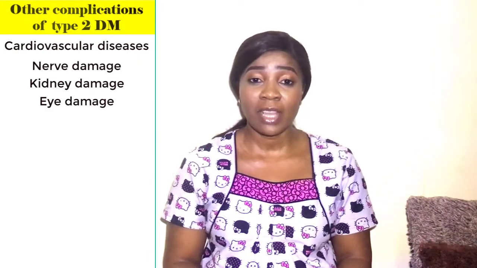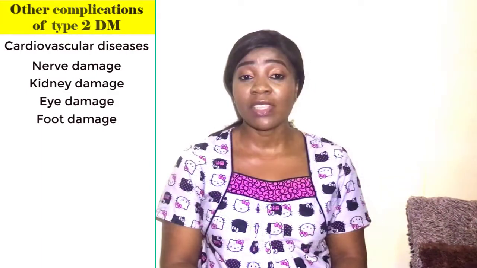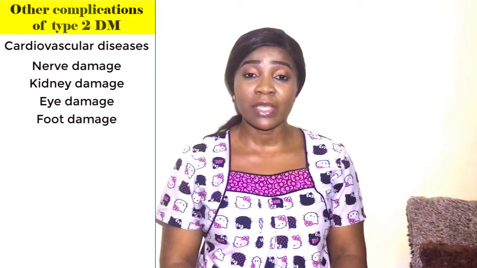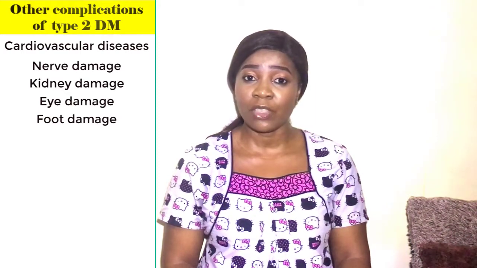5. Foot damage. Nerve damage in the feet or poor blood flow to the feet increases the risk of various foot complications. If left untreated, cuts and blisters can develop serious complications, which often heal poorly. This infection may ultimately require toe, foot, or leg amputation.